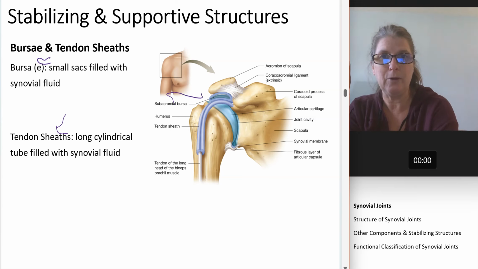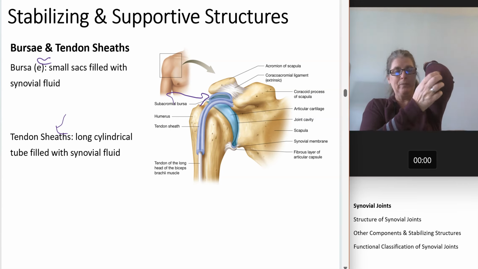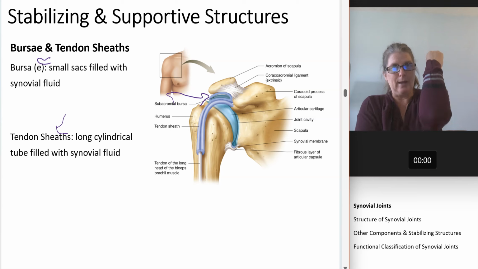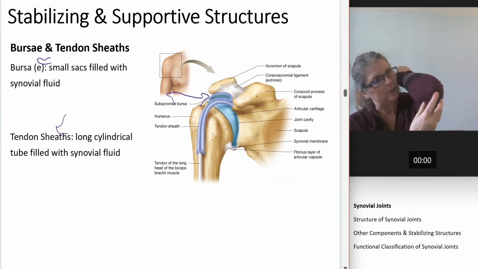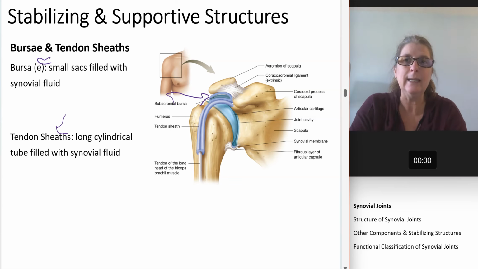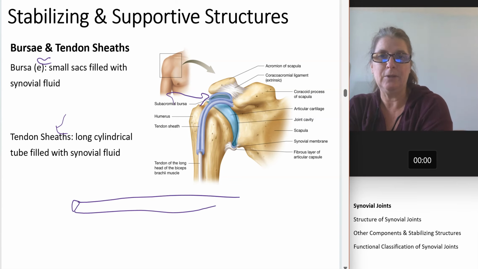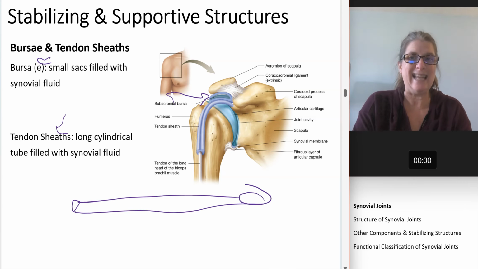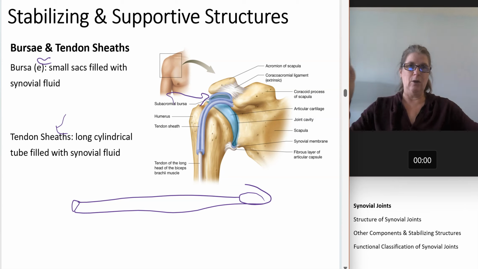There's one up here under your olecranon process. You have an olecranon bursa right on your elbow. If you palpate that, so if you sit on your elbow a lot, that can get sore. So that's between the olecranon process and your skin. So they're usually between bone and skin or bone and bone, and they're cushions. They decrease friction. Tendon sheaths are really long cylinder-shaped structures, and they surround long tendons. So they're just little sacs of synovial fluid that are really long and surround a tendon.